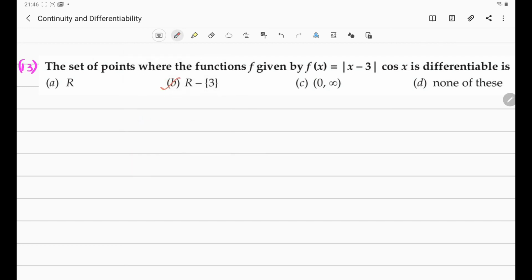So, whenever we have a product of two functions, this function f of x will be differentiable at those points where it is differentiable for the two functions, that is modulus of x minus 3 and cos x. We know that cos x is differentiable everywhere and modulus of x minus 3 is differentiable for all real numbers except 3, because the vertex is at x equal to 3. Therefore, the right answer is option B. So, this function f of x equal to modulus x minus 3 into cos x is differentiable for all real numbers except 3.